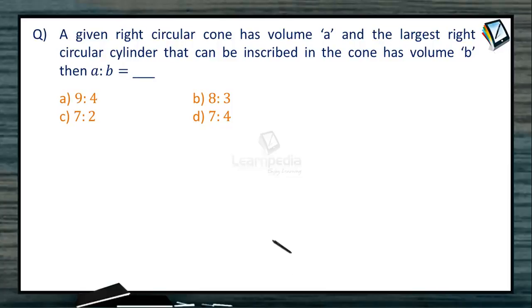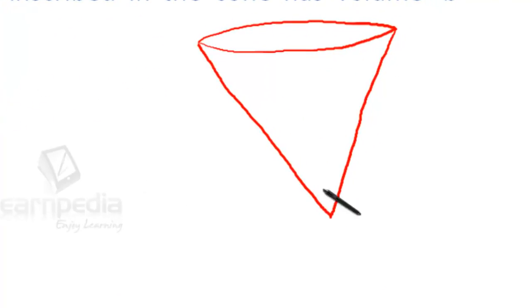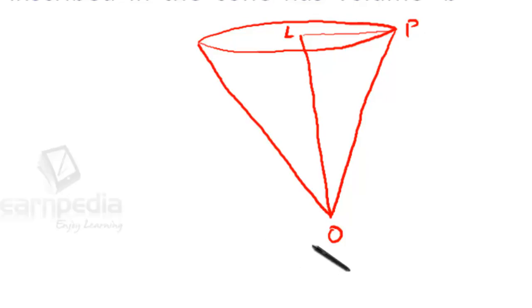A given right circular cone has a volume A units. So when we draw a diagram for this right circular cone, the volume is given to be A units, right? Let's call this edge of the cone P. Let the center of the circular part be L and the vertex be O. Now, let the angle between the height of the cone and the slanted height, the semi-vertical angle, be alpha.